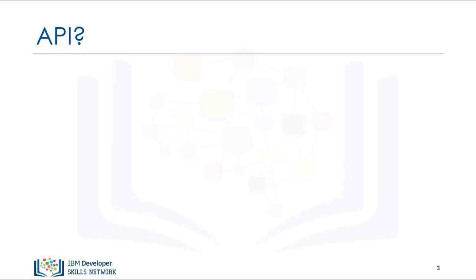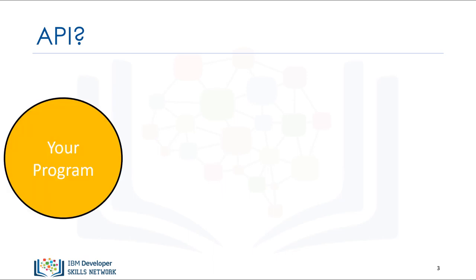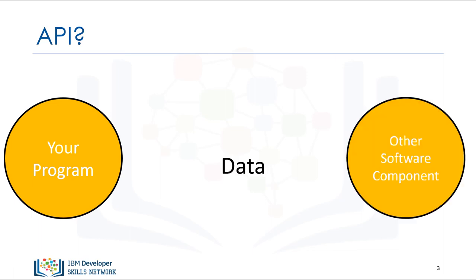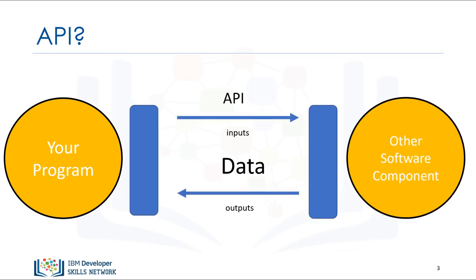An API lets two pieces of software talk to each other. For example, you have your program, you have some data, you have other software components. You use the API to communicate with the API via inputs and outputs. Just like a function, you don't have to know how the API works, but just its inputs and outputs.